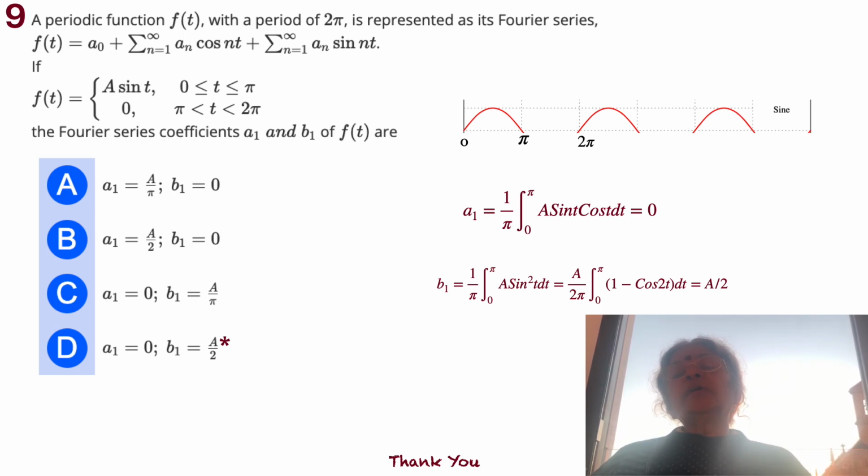When you integrate cos 2t between 0 and pi, it becomes 1 minus 1, so that's gone. But when you integrate 1, you get a value equal to t, and taking the two limits, pi and 0, it becomes equal to pi. So altogether it's going to be A by 2. So this is the final version.